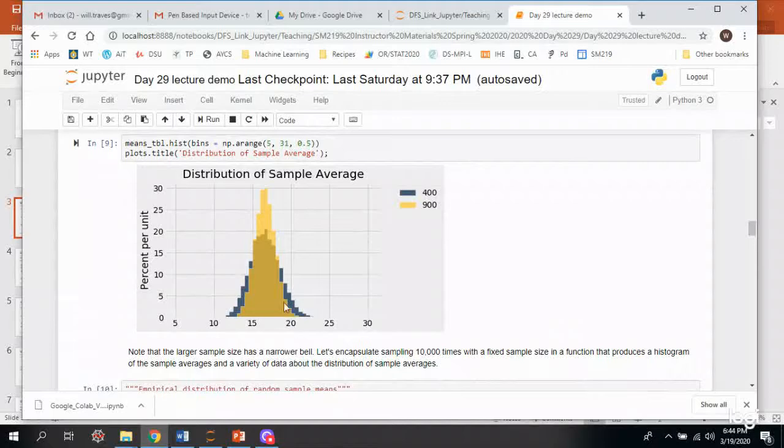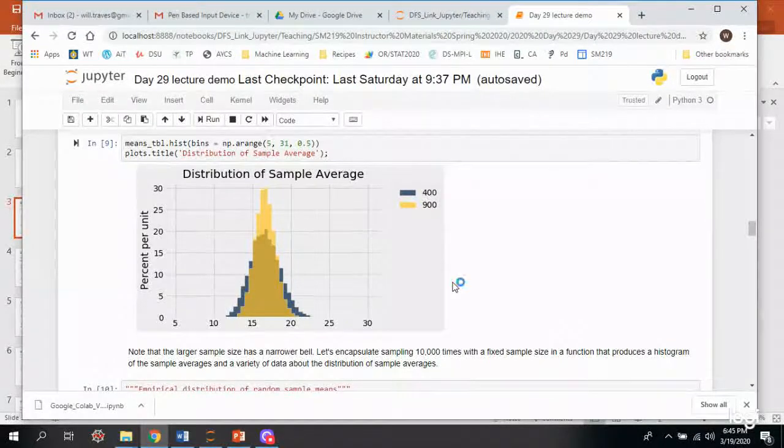And here I've overlaid the two histograms. The gold histogram is representing the 10,000 sample averages of sample size 900, and the blue histogram is the 10,000 sample averages with sample size 400. And what we see is that the larger sample size corresponds to a narrower bell shape.